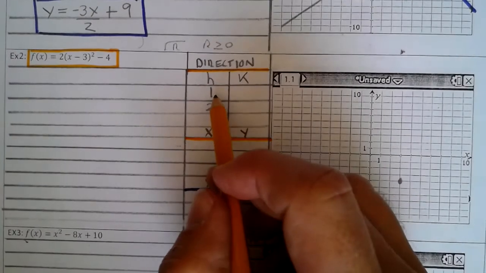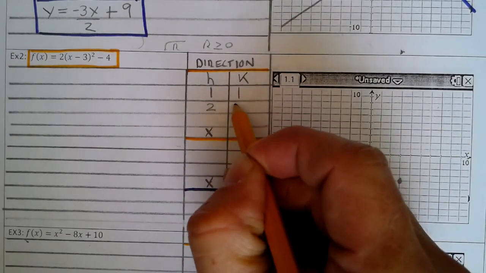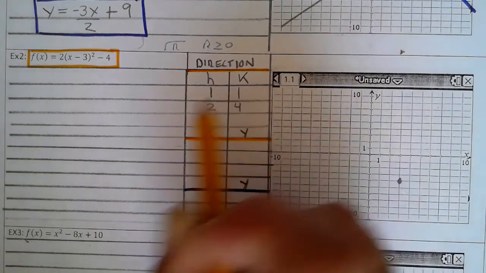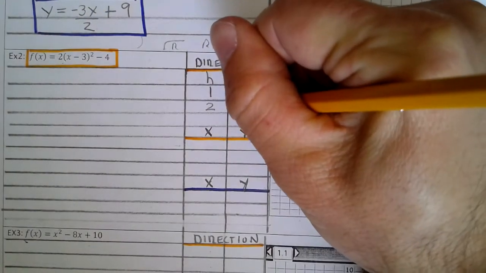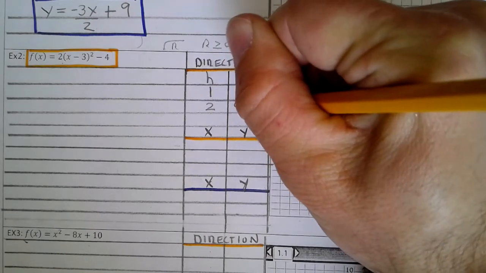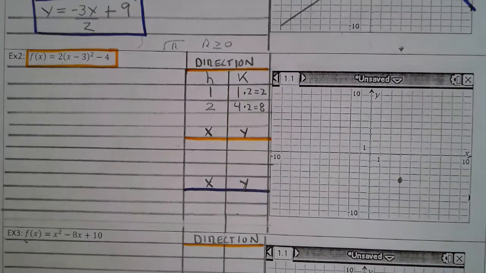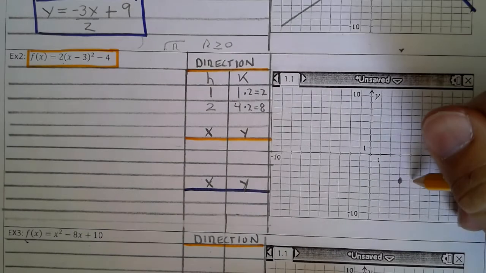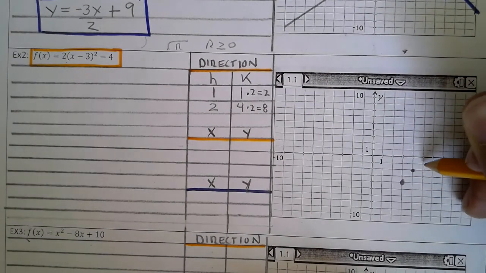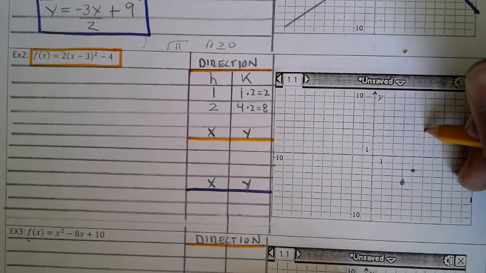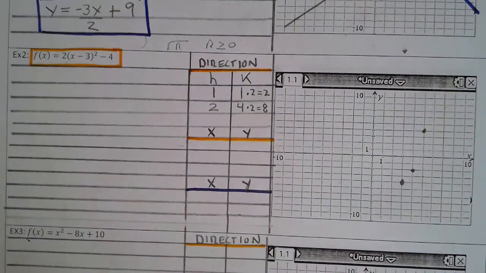Okay, so we know our directions are 1, 1, 2, 4, but we have to multiply them by 2. So that's 2 and 8. So from here we go to the right 1 up 2, and to the right 2 up 1, 2, 3, 4, 5, 6, 7, 8.